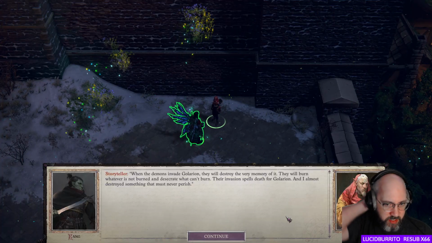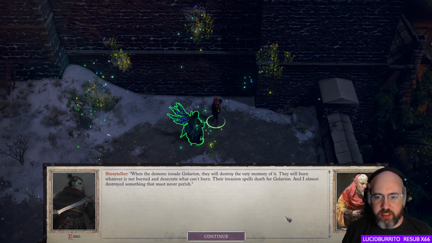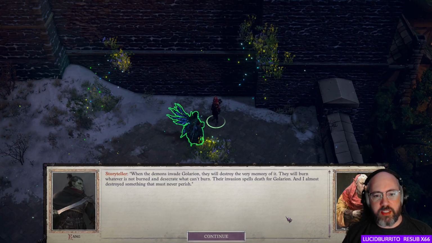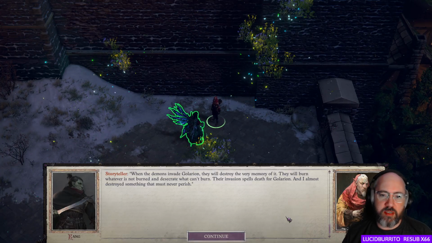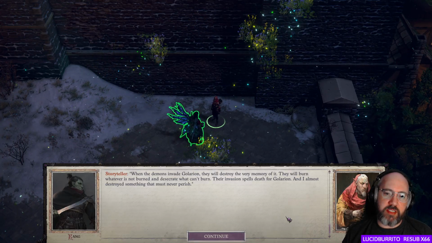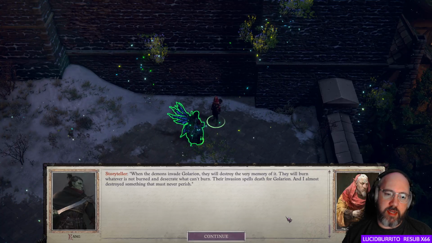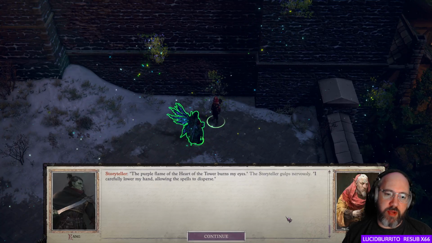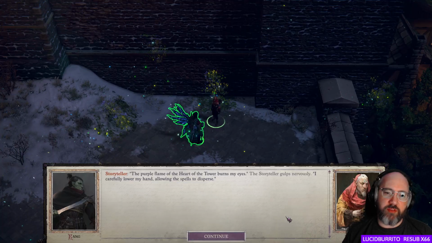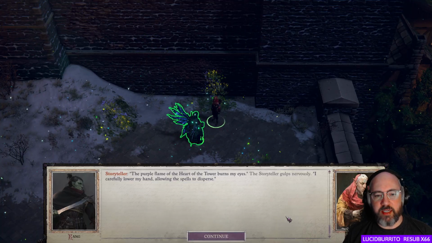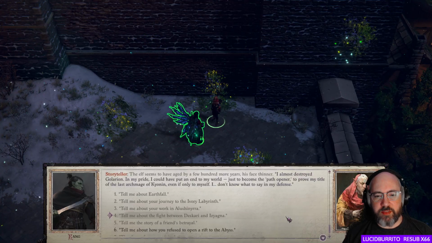When the demons invade Galarian, they will destroy the very memory of it. They will burn whatever is not burned and desecrate what can't be burned. Their invasion spells death for Galarian, and I almost destroy something that must never perish. The purple flame of the heart of the tower burns my eyes. I carefully lower my hand, allowing the spells to disperse.